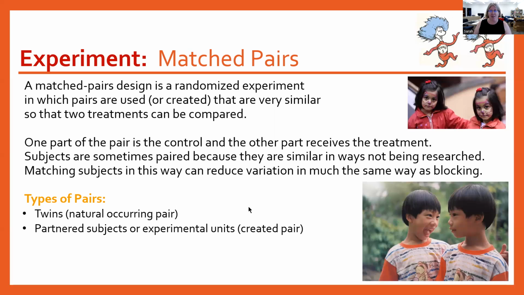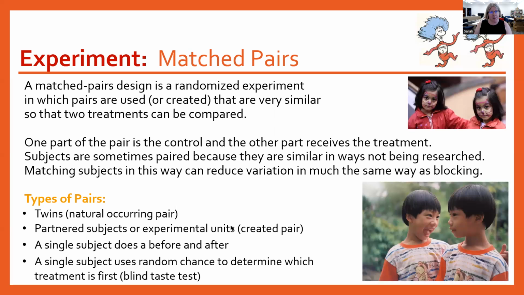You can also have someone that's paired with themselves. One example of that would be a single subject doing a before and after. So maybe we take someone's resting heart rate, we have them do an exercise plan for 12 weeks, and after that, we take their heart rate again. And so then we look at that difference in heart rates. Another way you could have a pair that's with themselves is something like a blind taste test. You would use random chance to determine which thing to try first, and then they would try the other one second, and give their preference. So a blind taste test would be another way of doing this.